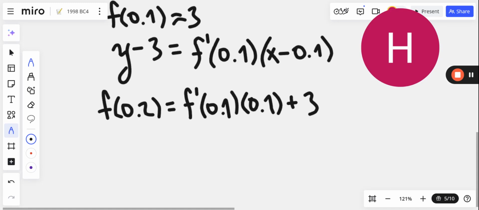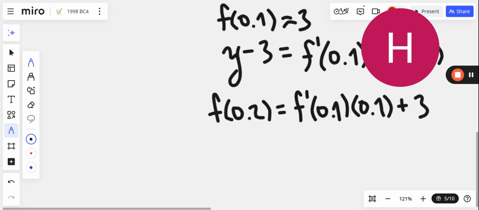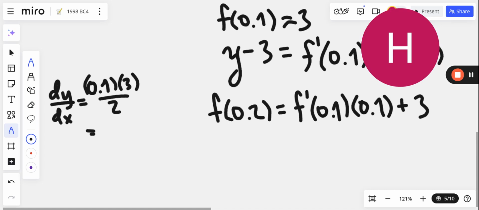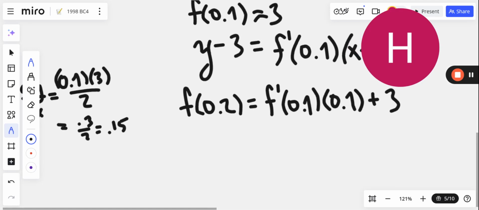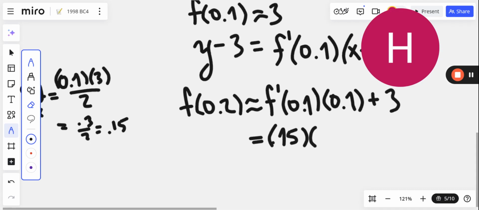Okay, well, what is the derivative at 0.1? Let's take a look at the differential equation. It tells us that the slope is equal to the x value, 0.1, times the y value, which is 3, over 2, which is 0.3 over 2, which is 0.15. So our f of 0.2 is approximately 0.15 times 0.1 plus 3.